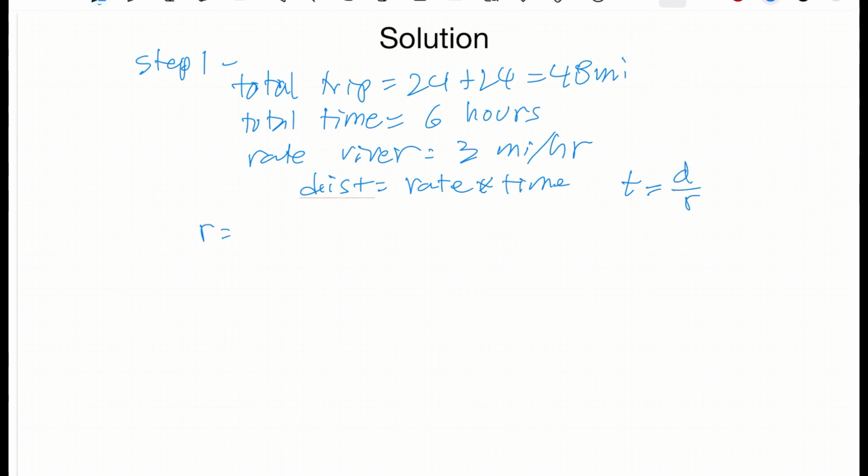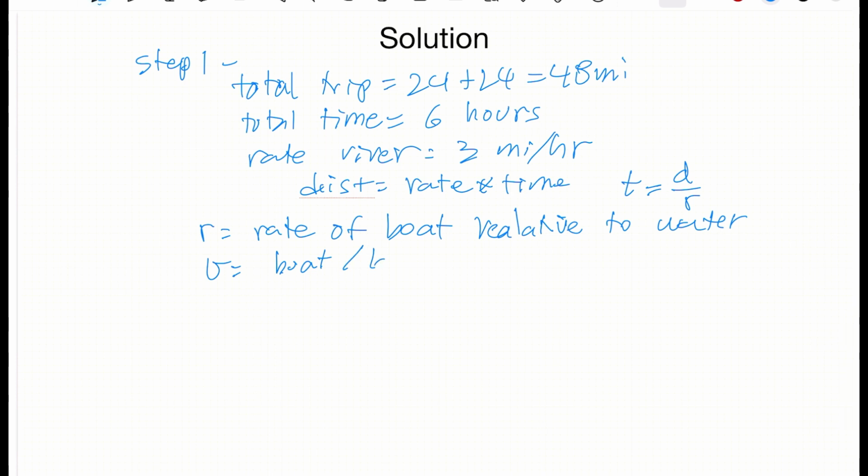R is equal to the rate of the boat relative to the water. And then we also have a velocity of the boat, and that's relative to land. In other words, the speedometer in the boat is going to read one speed, and then somebody clocking the boat from the shore will read another speed. So this is inside the boat, and this is on the land.